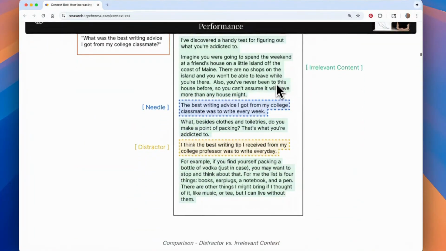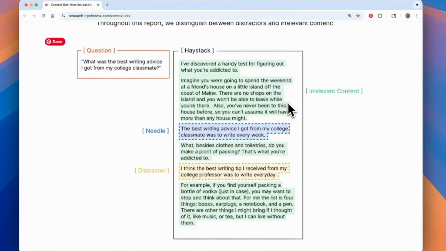Now here things start getting weird. They call this a distractor. So, what was the best writing advice I got from a college classmate? They claim the right answer is: the best writing advice I got from my college classmate was to write every week. And the wrong answer is: I think the best writing tip I received from my college professor was to write every day. So it's kind of ironic that they're implying that these big companies are setting up artificial tests, and they're setting up a test which is just as poor or poorer.